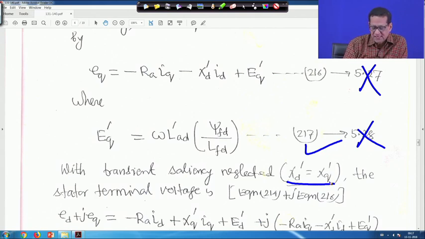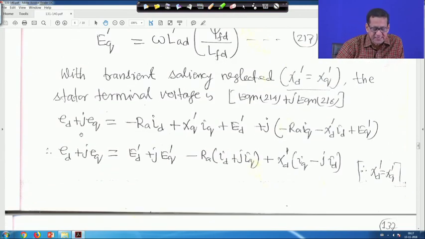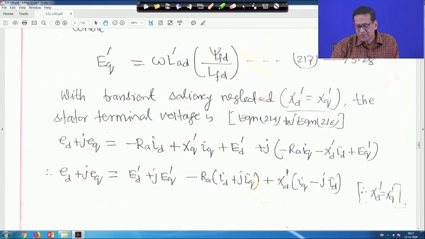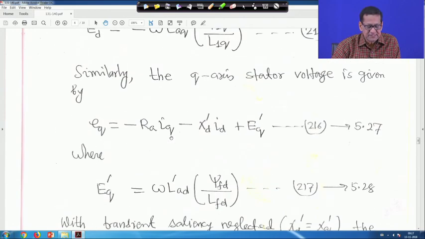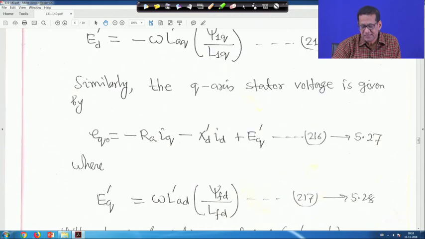Therefore, with transient saliency neglected, that means when x d dash is equal to x q dash, for the stator terminal voltage we add equation 214 plus j into equation 216. This mathematical manipulation gives minus R A I d plus x q dash I q plus E d dash plus j in bracket minus R A I q minus x d dash I d plus E q dash. That means this is E d and this is E q, so we are forming E d plus j E q.